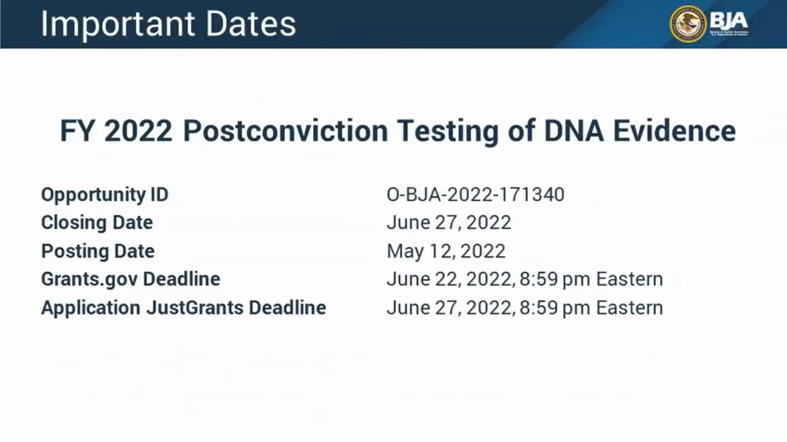Please take note of these important dates for application to the post-conviction program. The Grants.gov deadline, again, is June 22nd, 2022 at 8:59 p.m. Eastern Time. If you miss this deadline, you cannot proceed to the JustGrants step. For those that successfully complete the Grants.gov steps in time, the JustGrants deadline is June 27th, 2022 at 8:59 p.m. Eastern Time.